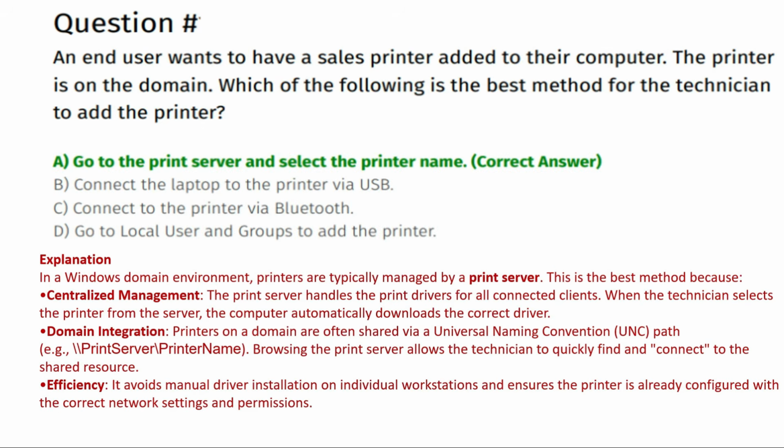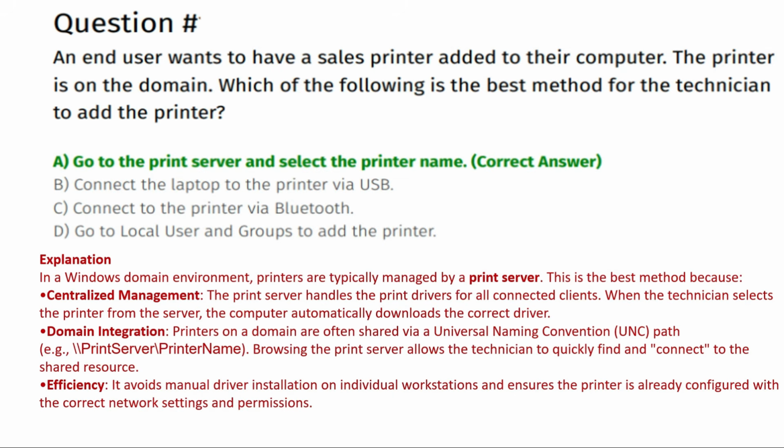The next question is, an end user wants to have a sales printer added to their computer. The printer is on the domain. So which of the following is the best method for the technician to add the printer? Option A, go to the print server and select the printer name. Option B, connect the laptop to the printer via USB. Option C, connect to the printer via Bluetooth. Option D, go to local users and groups to add the printer. And the correct answer for this question is option A, go to the print server and select the printer name.